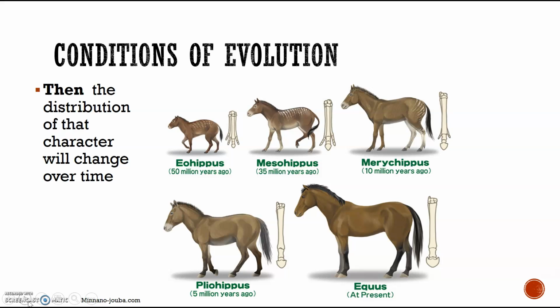And that is evolution. So in this case, we have the evolution of the single large digit in horses, starting with a small four-digited horse 50 million years ago, and ending with the large single-digit horse that we have at the present.